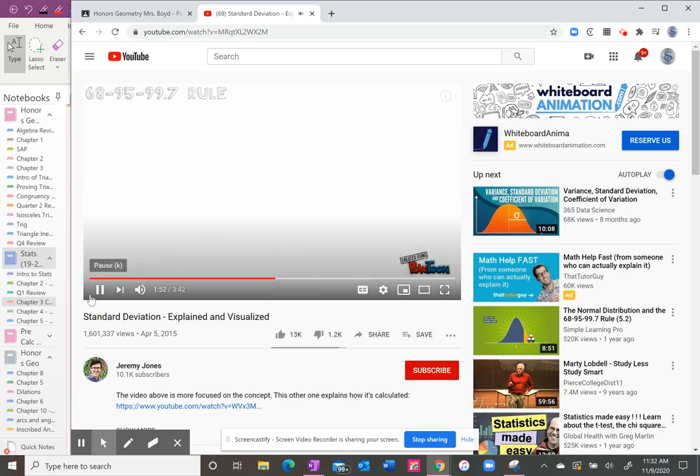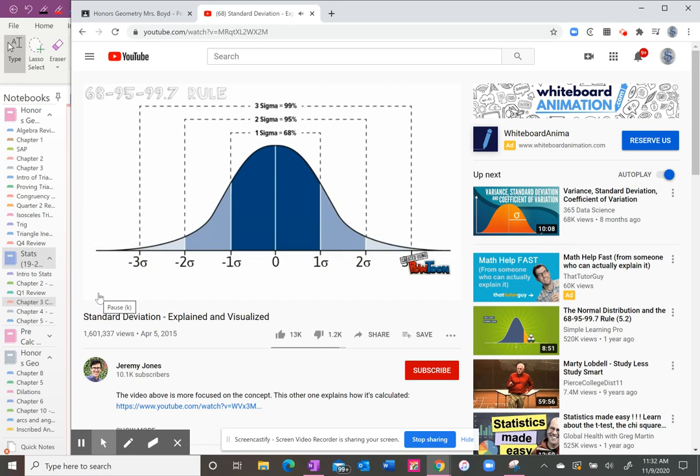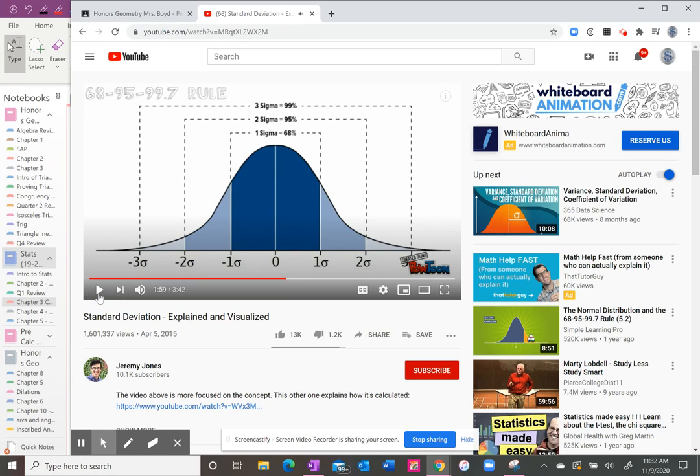The 68, 95, 99.7 rule tells us that about 68% of the data fall within one standard deviation of the mean. We're going to talk about this way more in detail. He's kind of giving us a spoiler alert of when you use the standard deviation. Let him finish doing this and then I'll jump in.